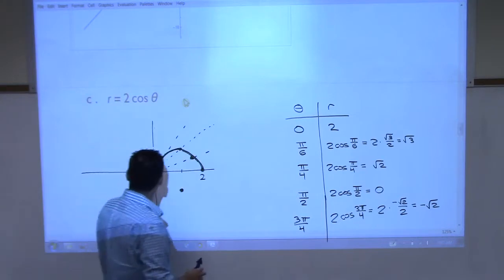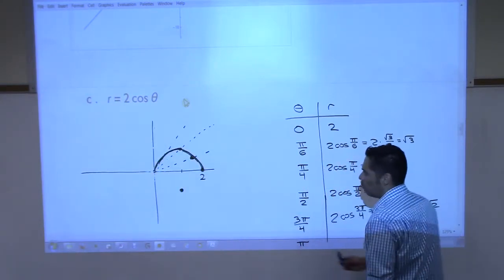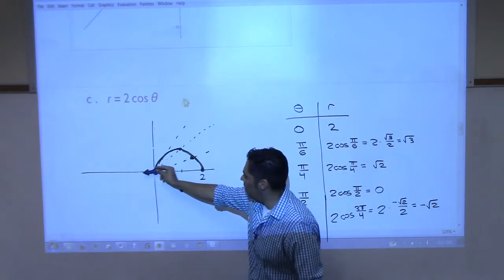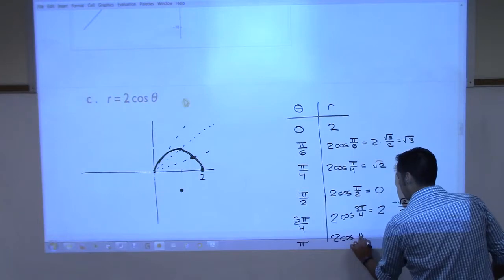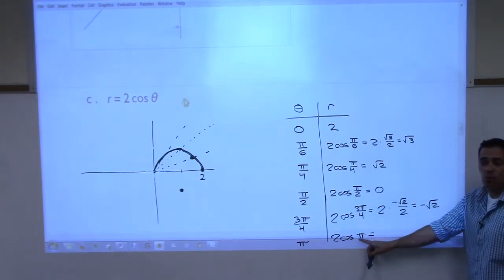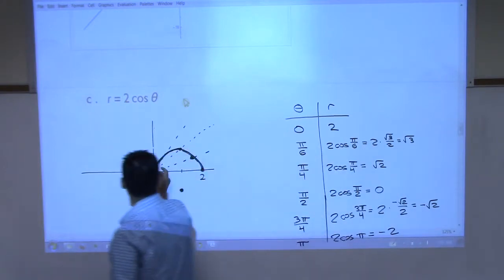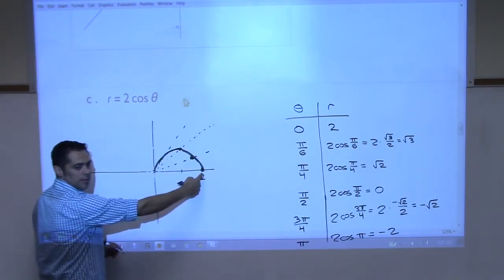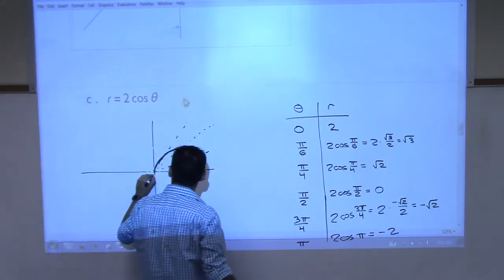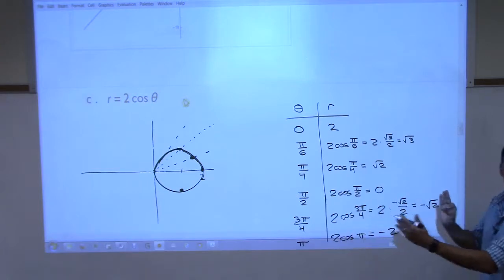And it turns out, let's go to pi. Let's actually try and get out of the second quadrant. If we went all the way to pi, where would we be? So 2 cosine of pi. Cosine of pi is negative 1. So this would be negative 2. So as I'm pointed out at pi, I walk backwards 2 and I'm back here. See that? So what I've done is I've drawn an entire circle, but it's been kind of shifted over.